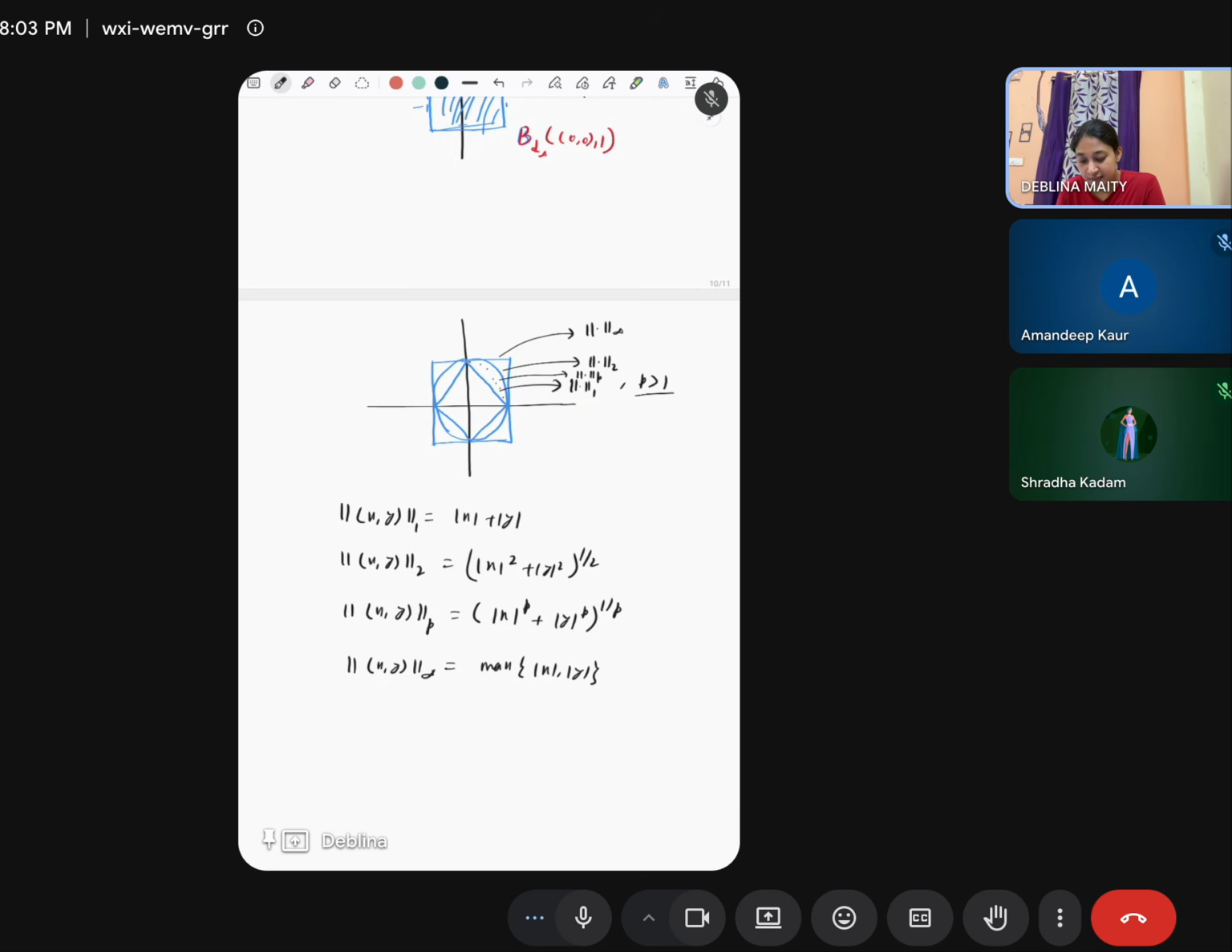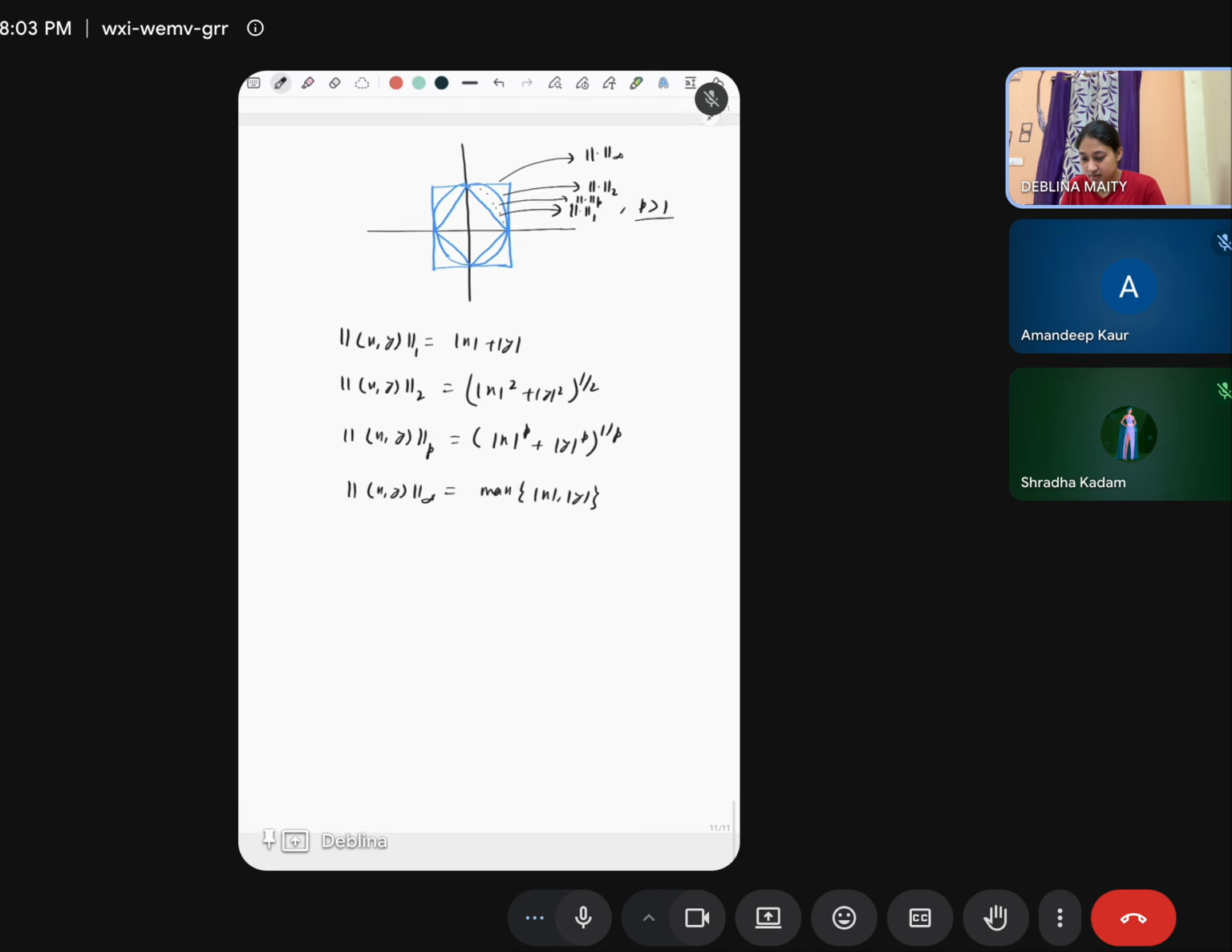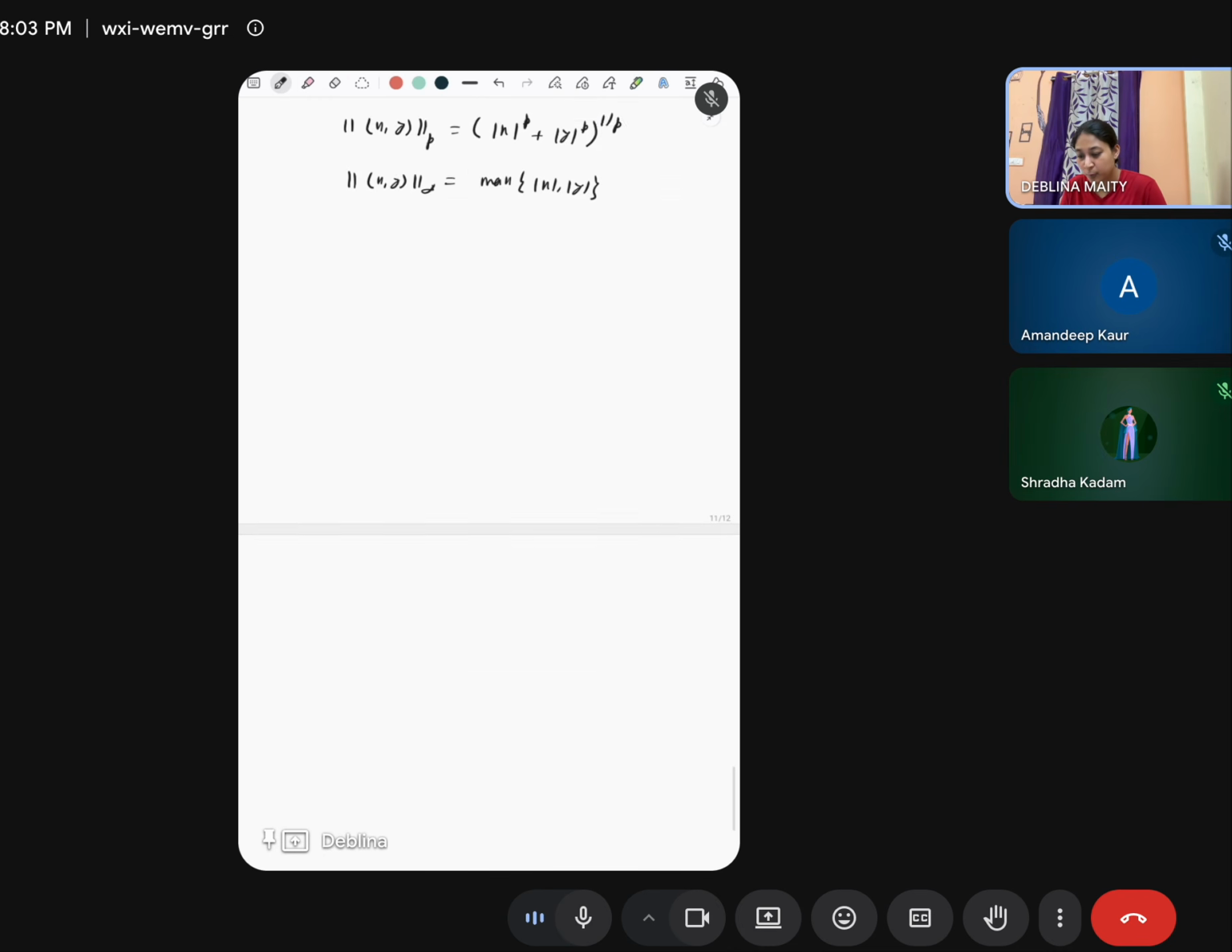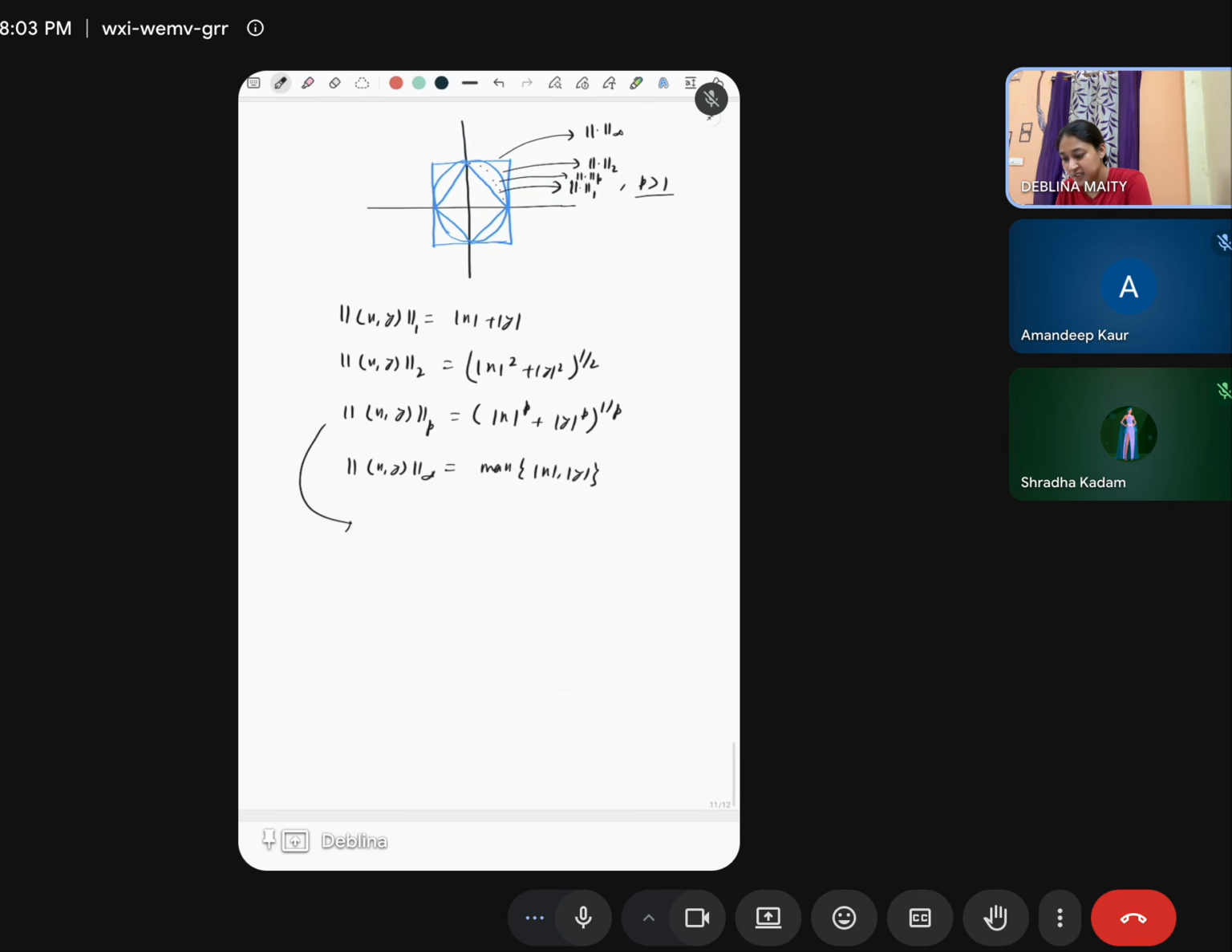Now the question is, if p is less than 1, then does it define a norm? So suppose we choose p equals to half. This norm half I am defining by root over mod x plus root over mod y whole to the power 2, right? The question is, is this a norm?